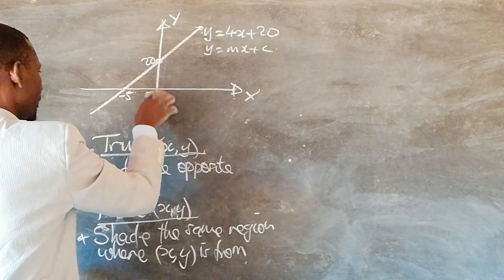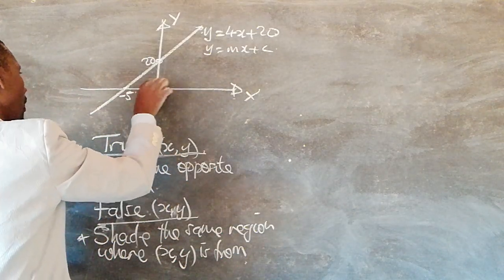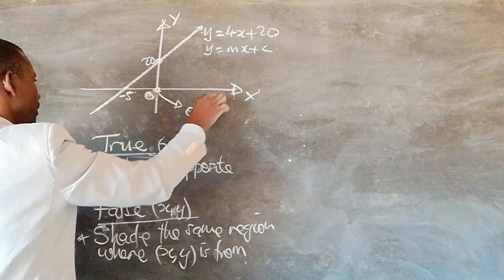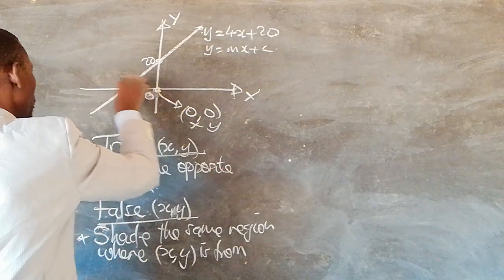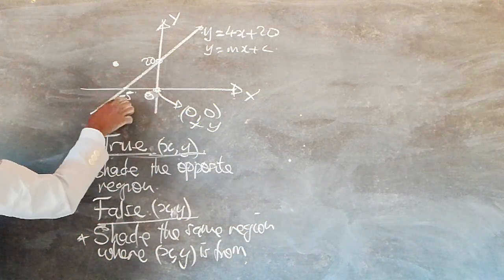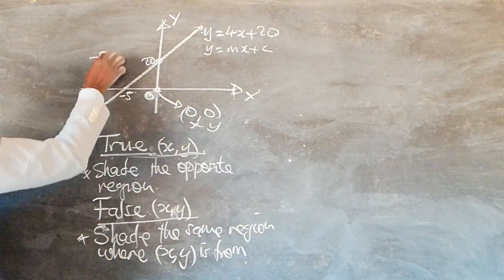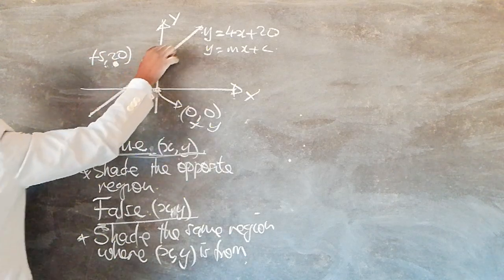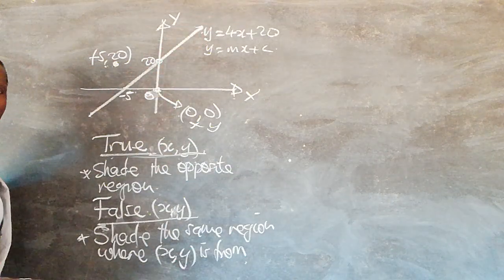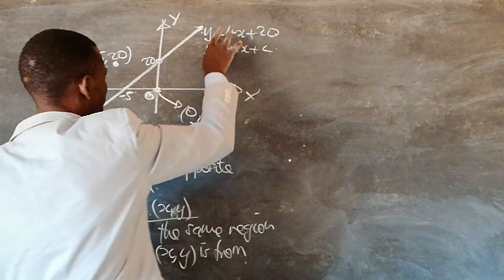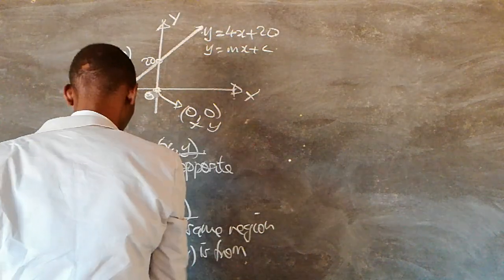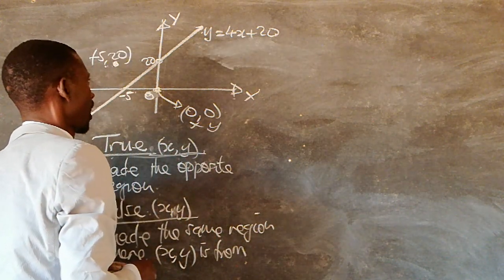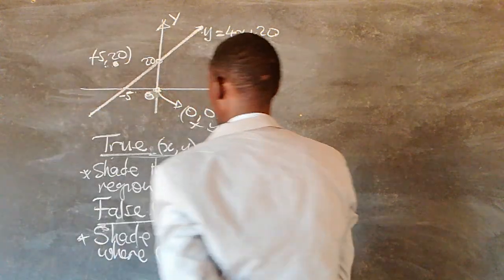But there you shade the region opposite to where x comma y is from. Like in this case, we can make this a boundary. At this point you have 0, 0, which is the origin, x and y. And we can have another point there, which is -5, 20, of which this line is going to be used as what? A boundary. This time around I have used an equal sign. That's why you've seen me not shading any parts. Are we together?